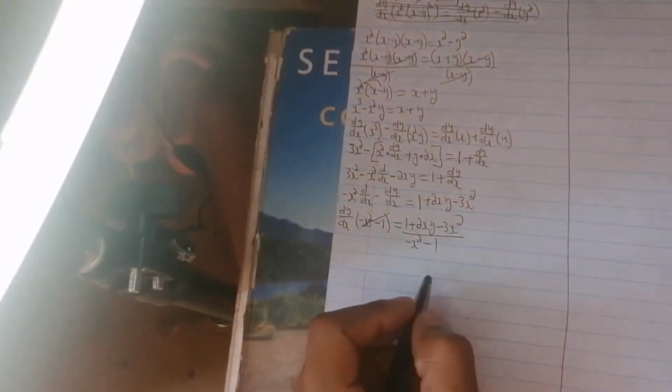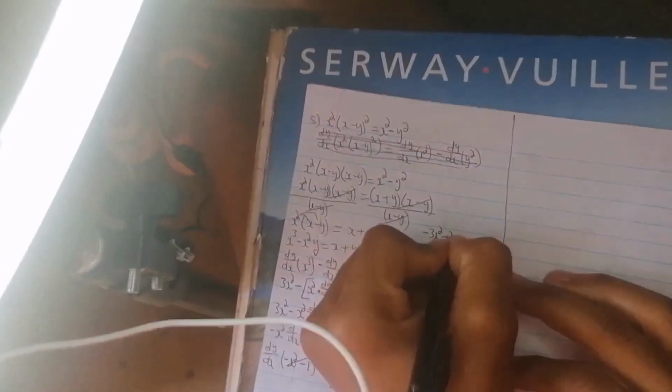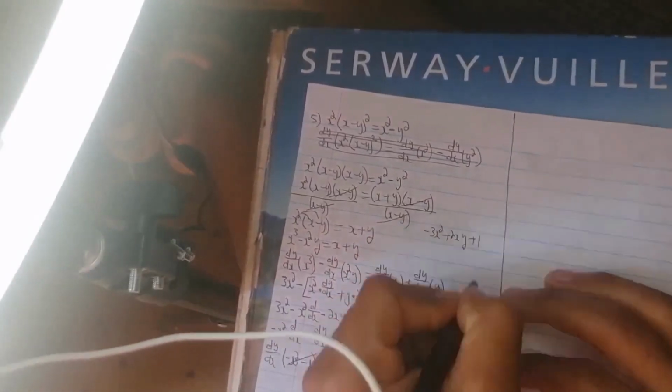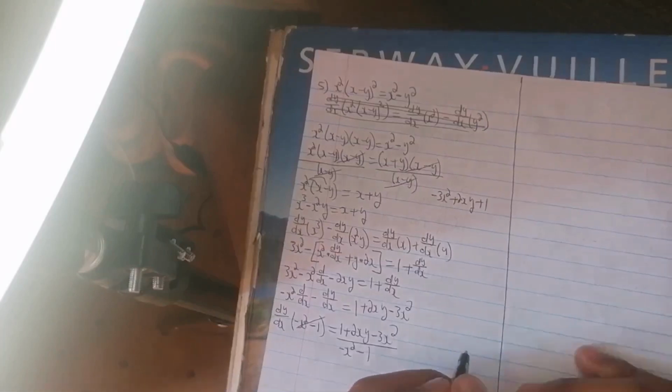Okay guys, let's simplify this further. So we have, let me show you something. We have minus 3x squared plus 2xy plus 1. So what is it that I can do here? But I think we are fine if we just leave it at this. I think we are just fine. But I'm open for any discussions. We can discuss this, but it seems very correct. So let's go to number 7.